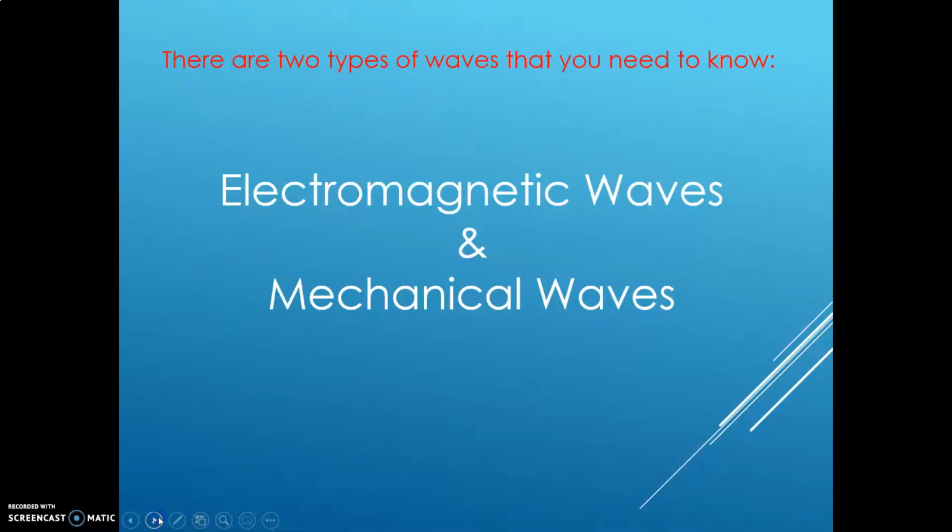There are two types of waves that you need to know: an electromagnetic wave and a mechanical wave. Most waves can be categorized under these particular types of waves. There are some other special exceptions, but the ones you need to know for 8th grade are these two types of waves.